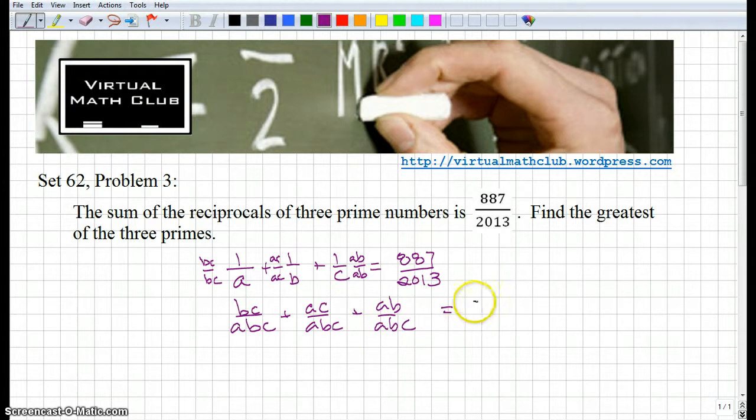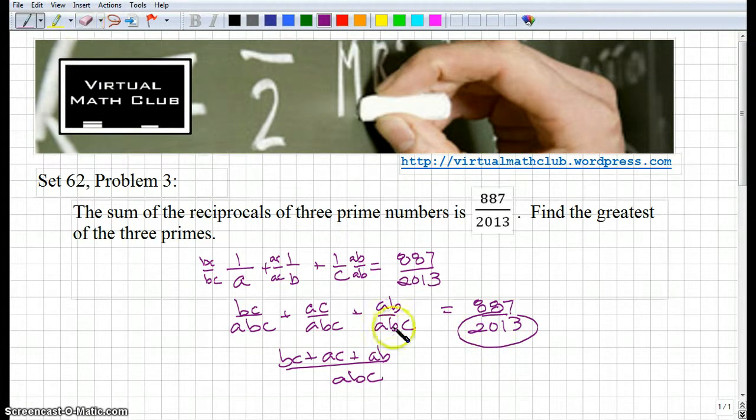Okay, and we're given that that is 887 over 2013. All right. Well, now we can just write it as BC plus AC plus AB over ABC. So you can see the denominator is going to be the product of the three primes in our reciprocals. Okay. So let's look at the denominator over here and see if we can factor it. All right. I'm not going to circle that because that's not the answer. So let's look at 2013. Let's try to factor it.